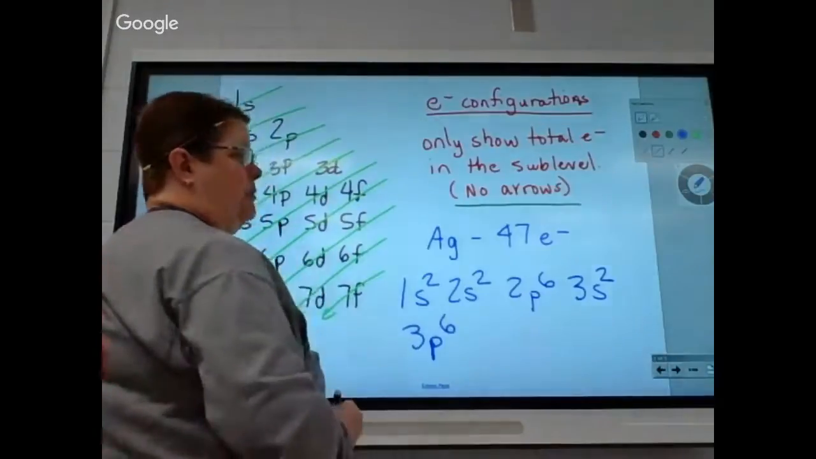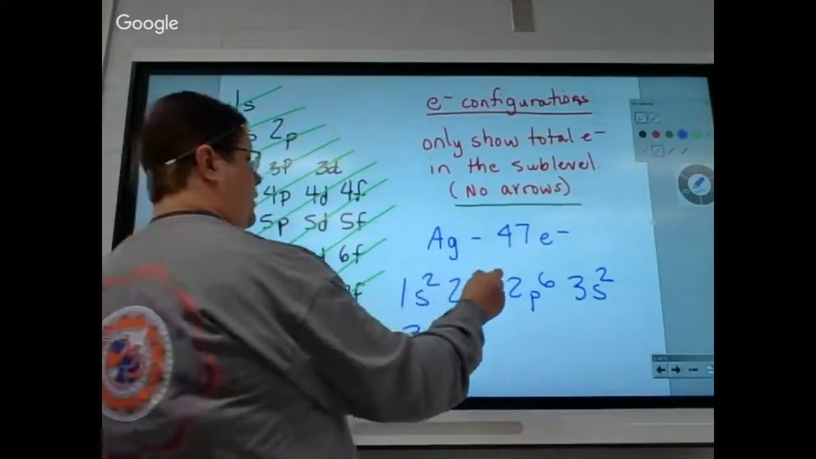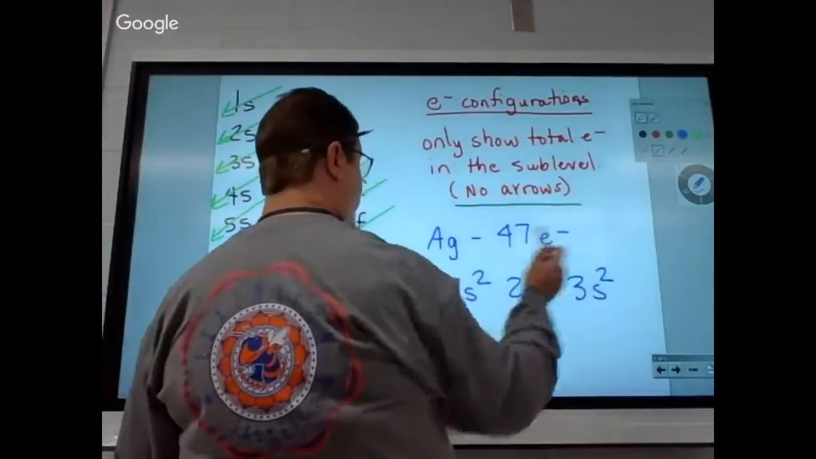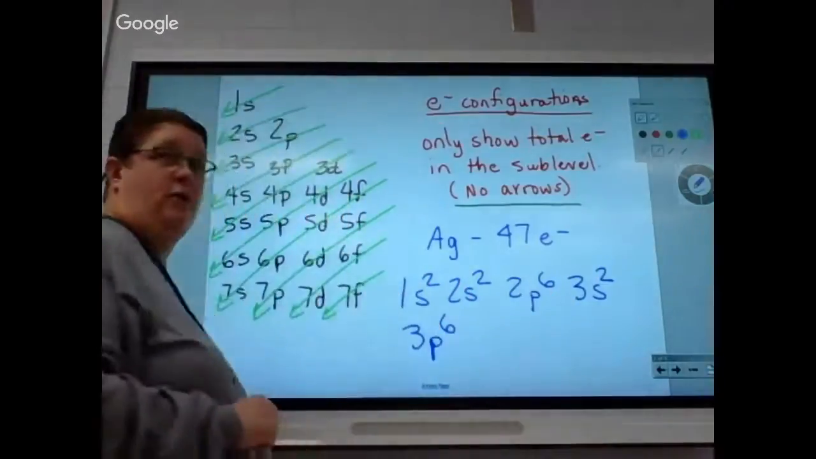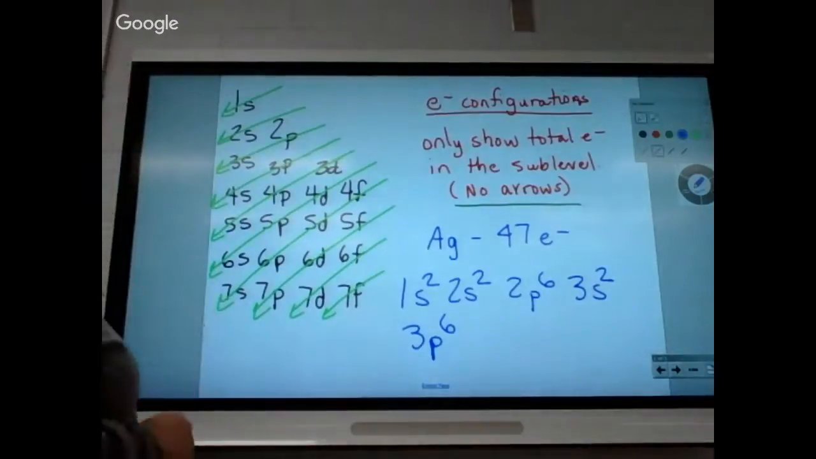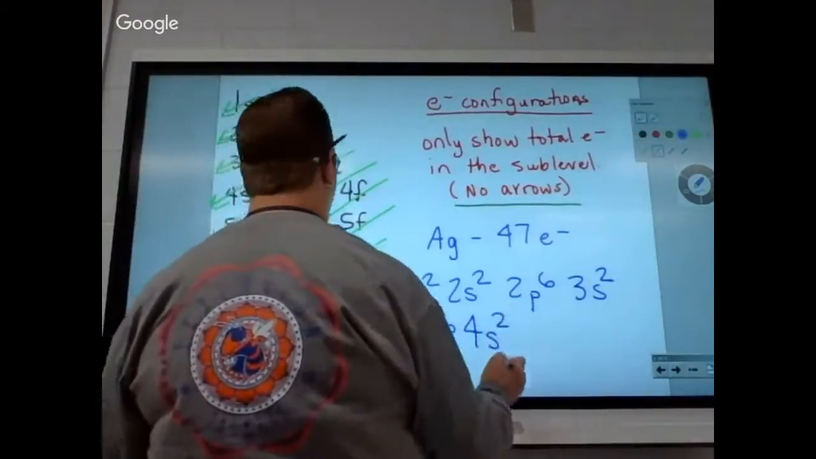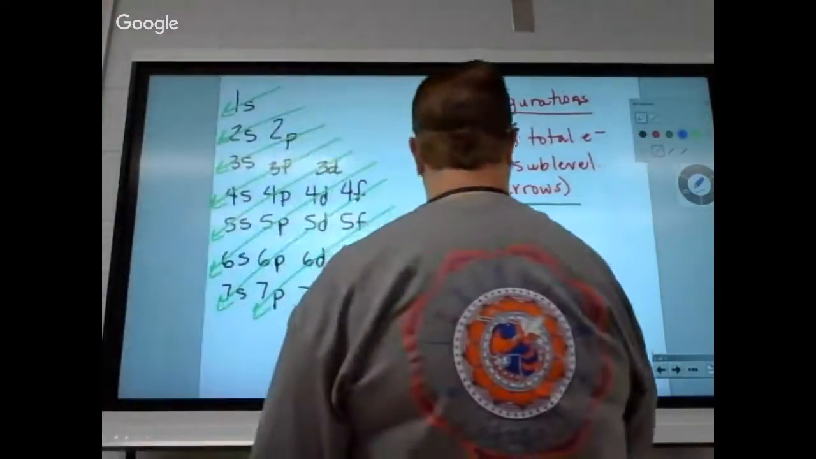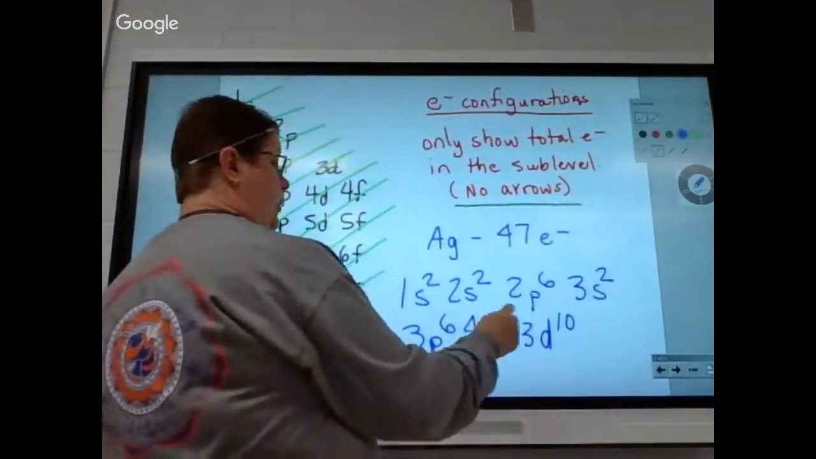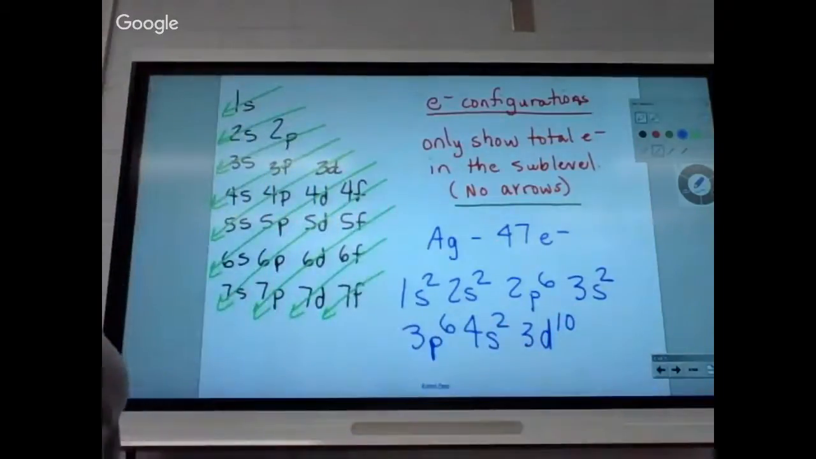All right, let's stop and count. How many electrons have we placed so far? 2 plus 2 is 4 plus 6 is plus 2 is plus 6 is 18. Everybody see how Chris got 18? Are we at 47? We got to keep going. What comes after 3P? 4S can hold how many? After 4S, we have what? 3D can hold how many? This was 18, so plus 2 is, plus 10 is, we're getting warmer. We're not at 47 yet, so we need to keep going.